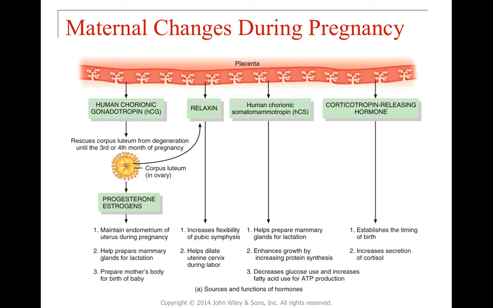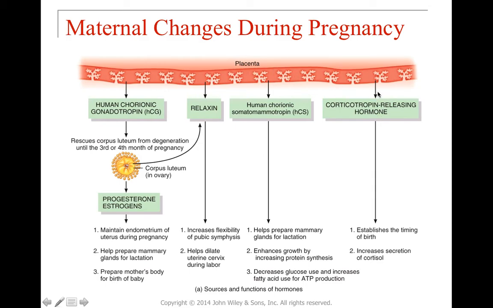Another hormone that is secreted by the placenta is called HCS, or human chorionic somatomammotropin, and that's going to help prepare the mammary glands for lactation. So it's all in preparation for giving milk to the new baby. It's also going to enhance growth by increasing the amount of proteins that are synthesized, and also going to increase fatty acid use for ATP production and decrease the glucose use by the body. So all of this is going to be helping get the body prepared for delivery. Also in terms of the infant, enhancing the growth of the infant itself.